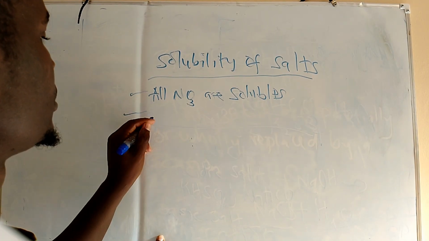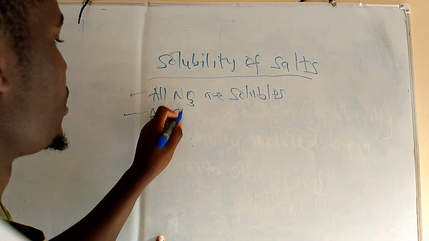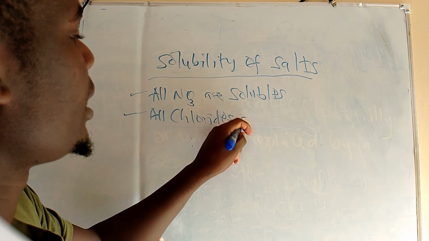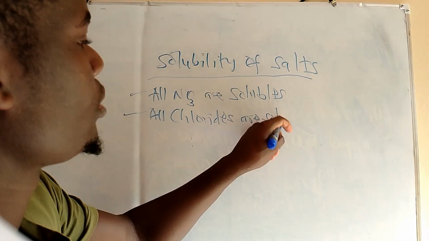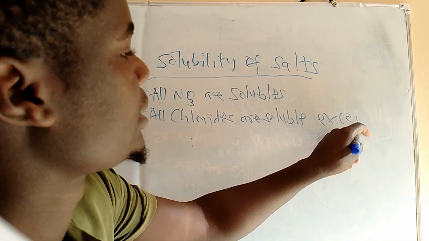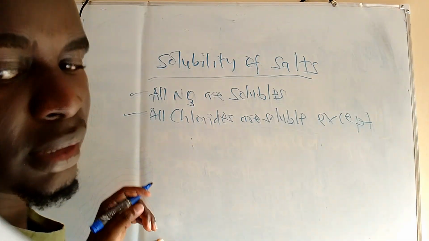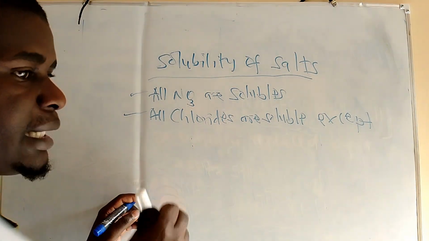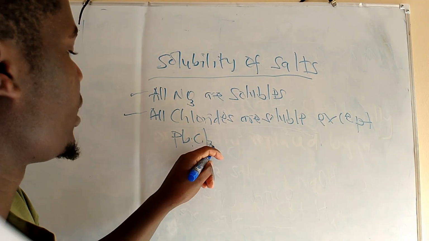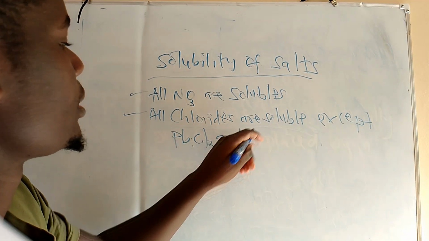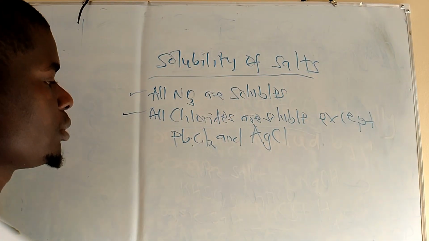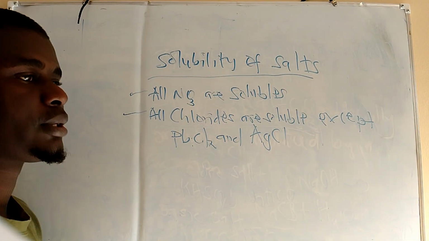All chlorides are soluble except lead 2 chloride and silver chloride. All of them are soluble except lead 2 chloride and also silver chloride.